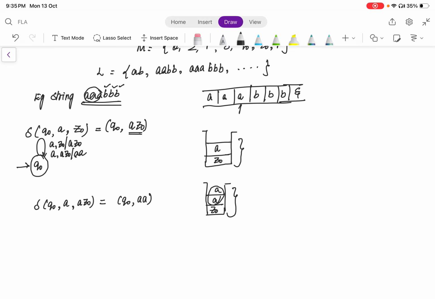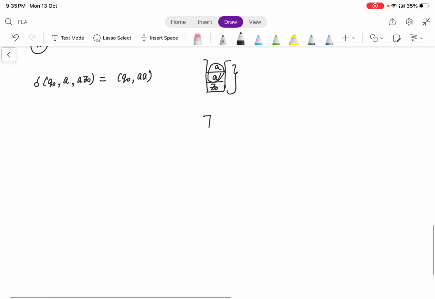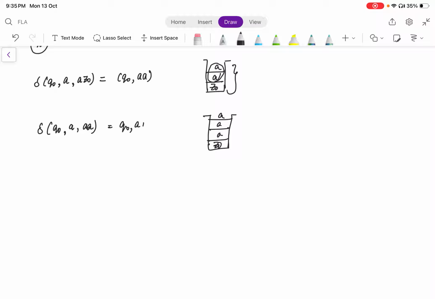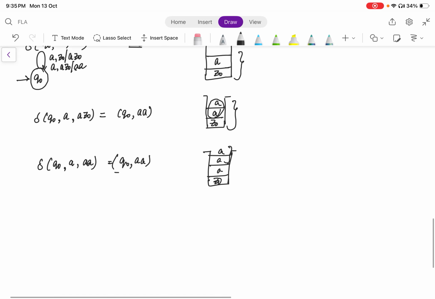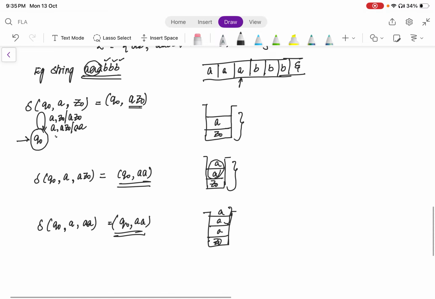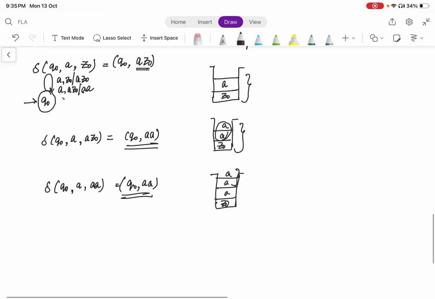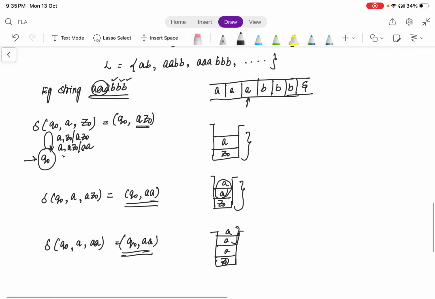You have the third a now. Again, the third a also you are going to push into the stack. The transition function is q0, comma, a, input is a, stack status is a a, again q0, comma, a a, the recent two symbols. So this transition is equal to the earlier transition, right? You don't have to write anything again in the PDA. So now all three a's are done.